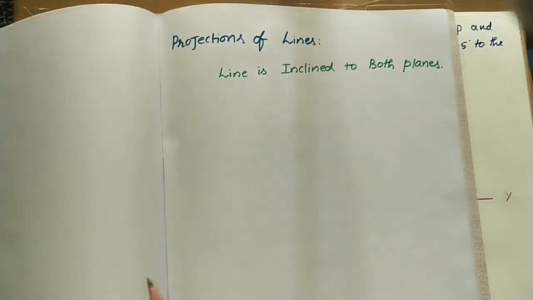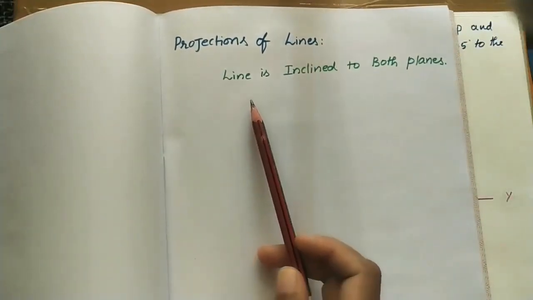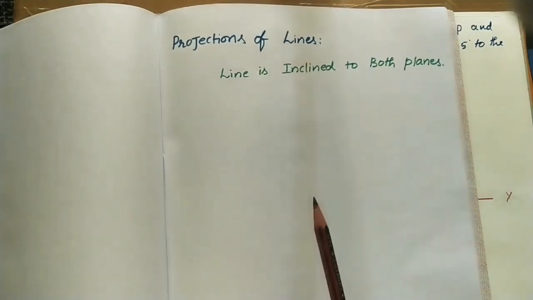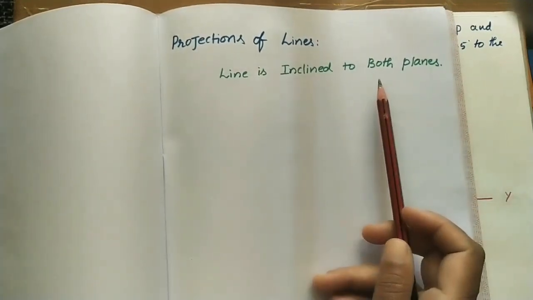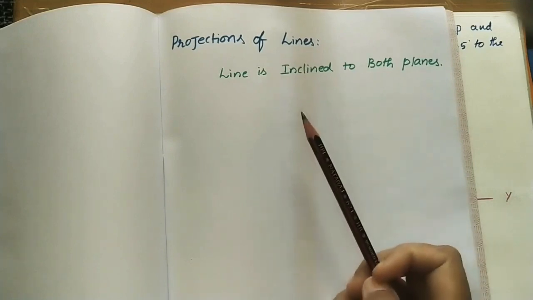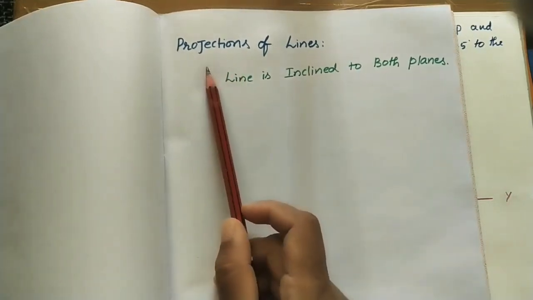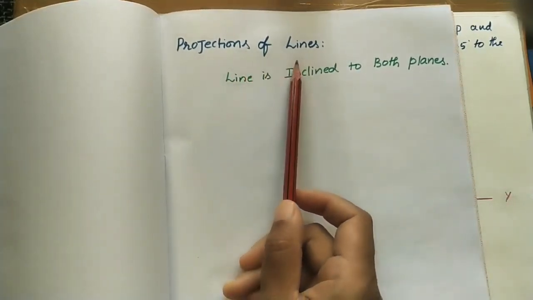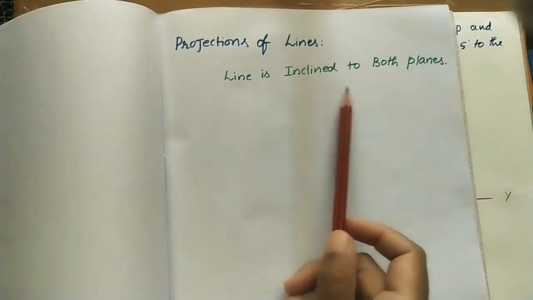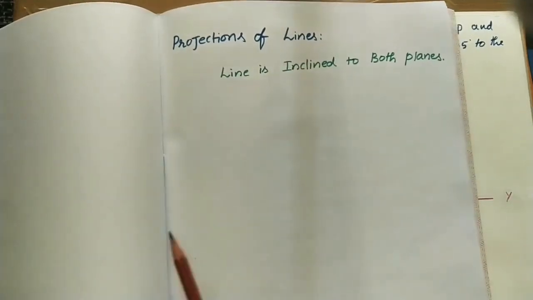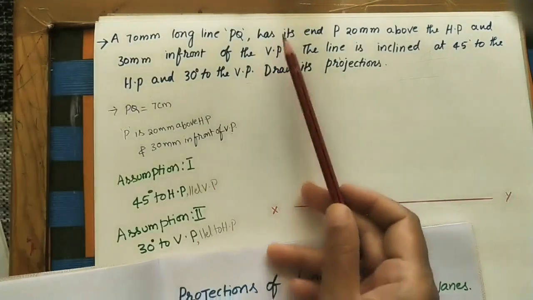Let us take today's topic, projections of lines. We are taking a line inclined to both the planes. Both planes means both the horizontal plane and the vertical plane. Here we are taking projections. Projections means the front view and top view of a given line. For doing the projections of this line, this is the given data.